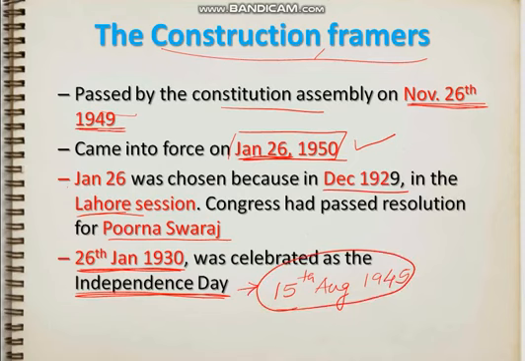So how to make this particular date important, or how to note it in golden letters in Indian history? Then it was decided that our Constitution will be implemented on that particular day, and that's why 26 January 1950 was chosen to implement the Constitution of India, and that is known as our Republic Day.